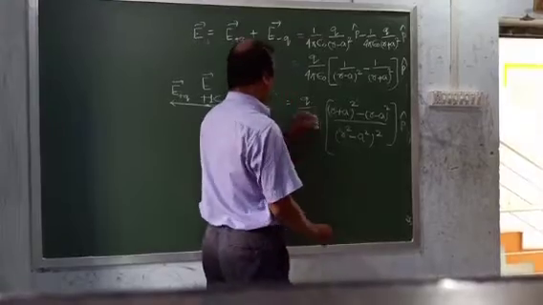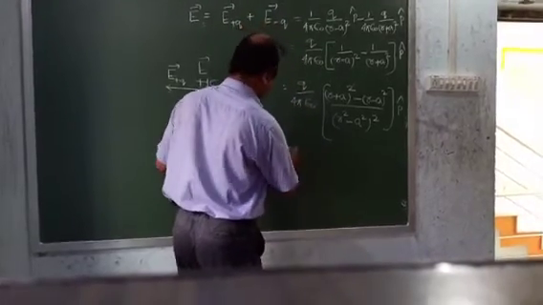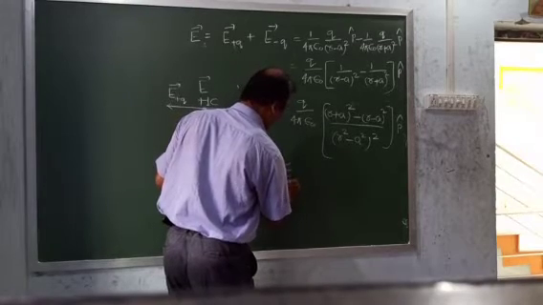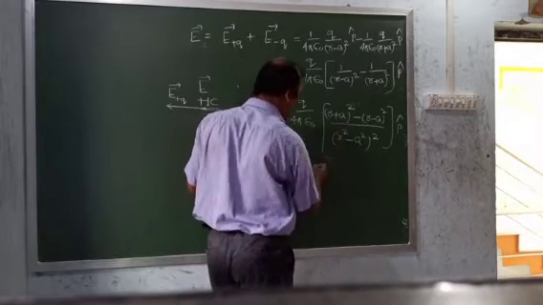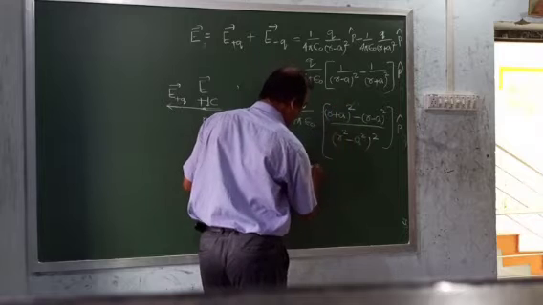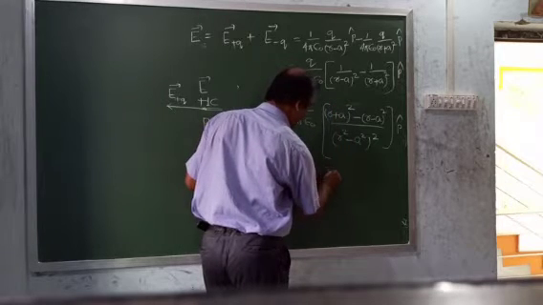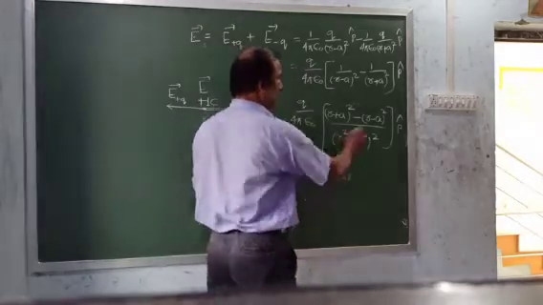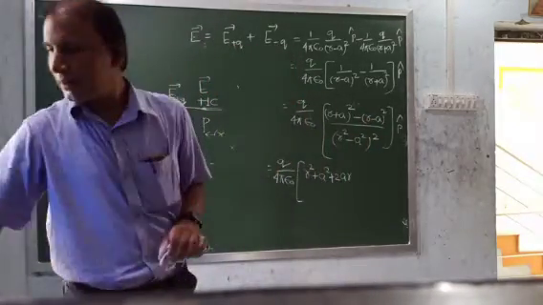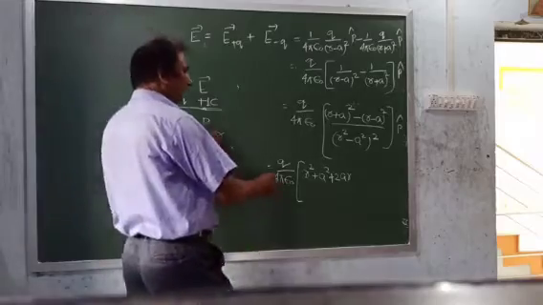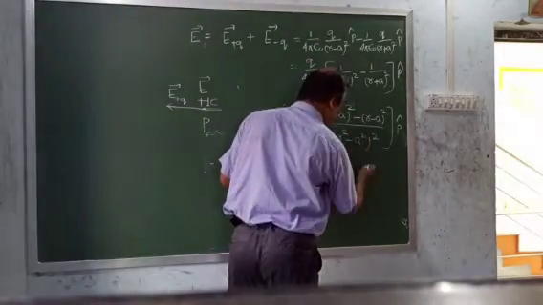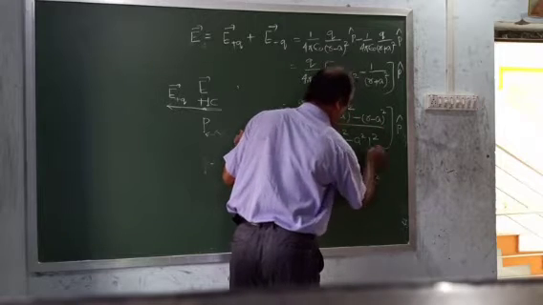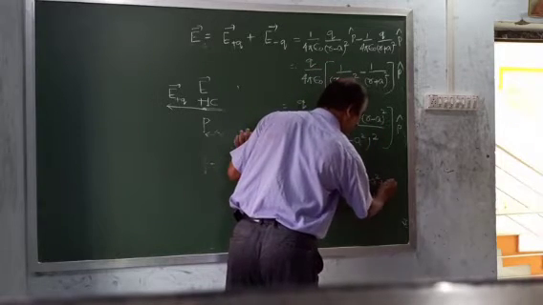Clear? So next, it is q by 4 pi epsilon naught. Open the whole square. A plus b whole square is a square plus b square plus 2ab, so here 2ar. Next, open the whole square and multiply the minus sign simultaneously. So it will be minus r square, minus a square, and minus a square minus means it will be plus 2ar.